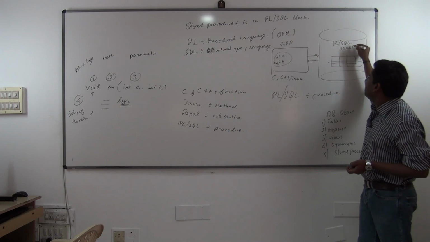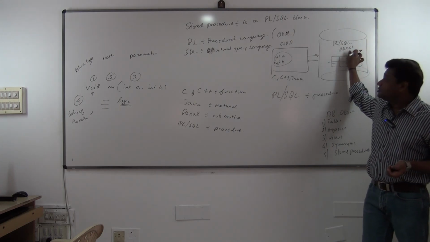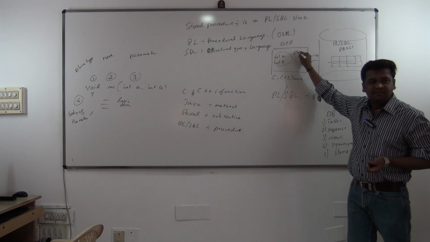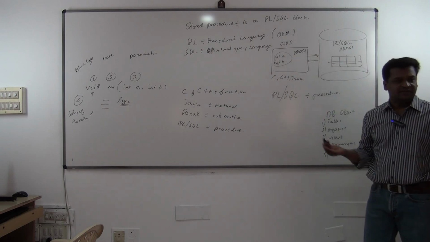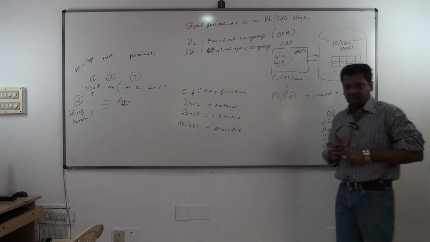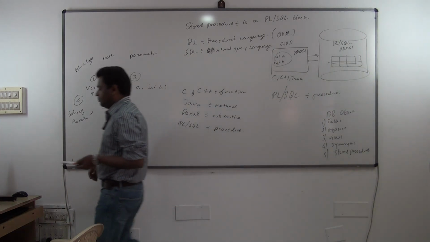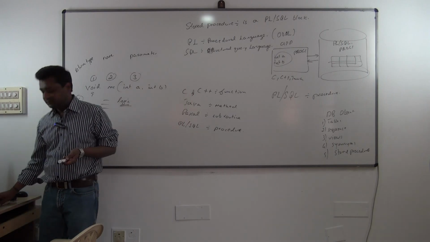Supposing I write one procedure by the name procedure1. What will the Java program do? Simply it will invoke it. It will say procedure1, and it will get executed. That's it. We'll be seeing this now. First I'll teach you how to write a procedure. Clear?